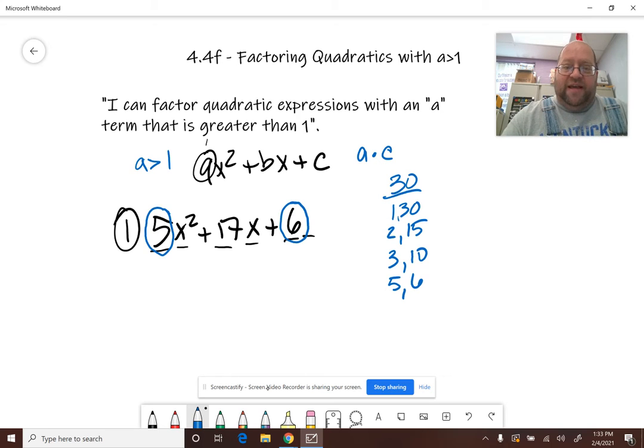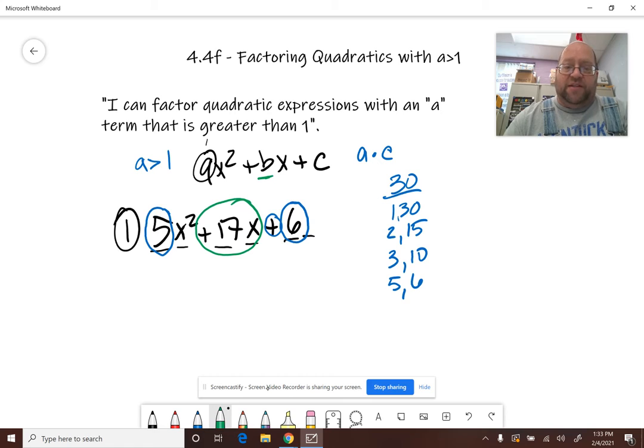Now, notice I have addition here, so that comes into play as well. That tells me I'm going to add, and this part of it is exactly the same as well. I'm trying to add two of these numbers together to come up with this positive 17x, this B term. So that part of it is exactly the same. The only difference is instead of just taking C as our factor, we actually have to multiply A times C in order to figure out what needs to be factored.